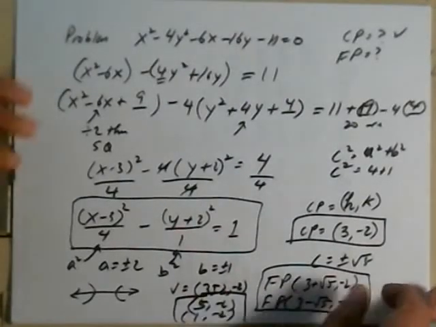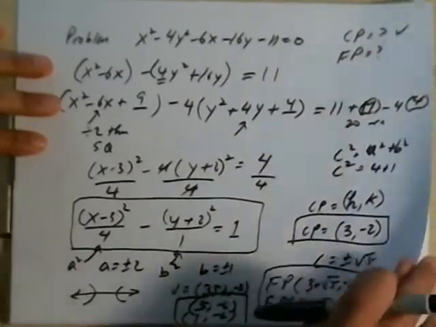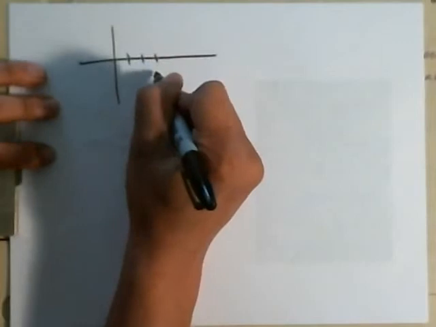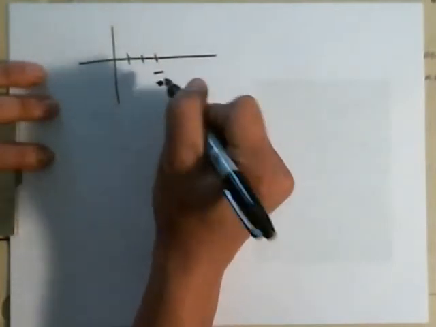I'm going to graph this for you. Let's graph it, see what it looks like, okay? So what would this look like? Center point is 3, -2, so it'll be quadrant 4. 1, 2, 3, -2. That's your center point.